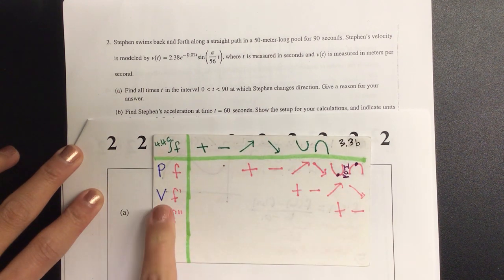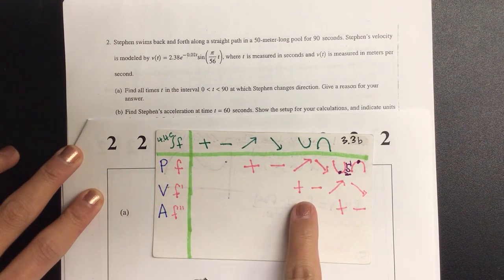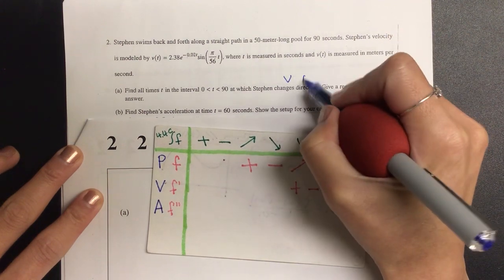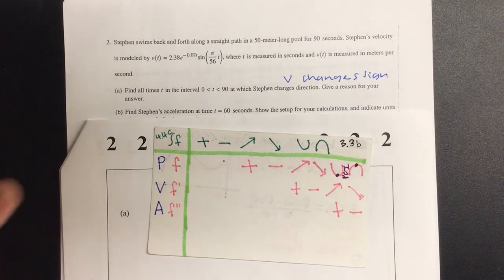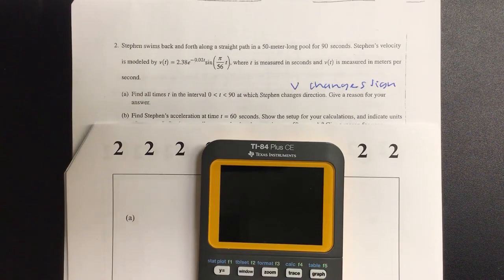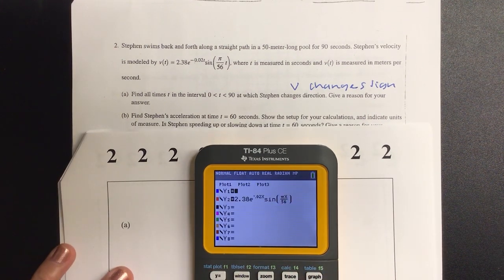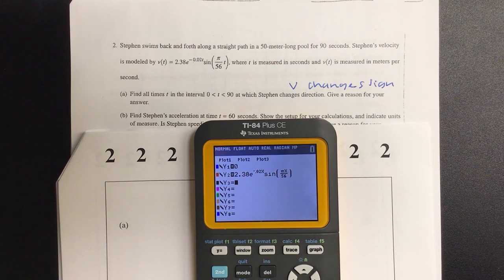So the given function is velocity. The position is changing direction when velocity changes sign. So if you want to write on here, when velocity changes sign. And then on your calculator, it's changing sign from positive to negative. What I would do is type in 0 on y1, and then the function in y2. We should all be typing it.